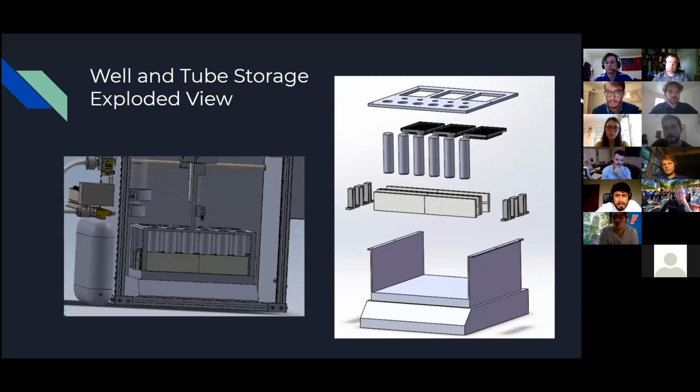So would the user have access to the breadboard then? Would that be on the outside somewhere, or would that be inside the container itself? I guess that would be the last question I had. It's inside the container, and they would have access to it, but it would take some disassembling. Okay, cool. Thanks, guys. Thank you.